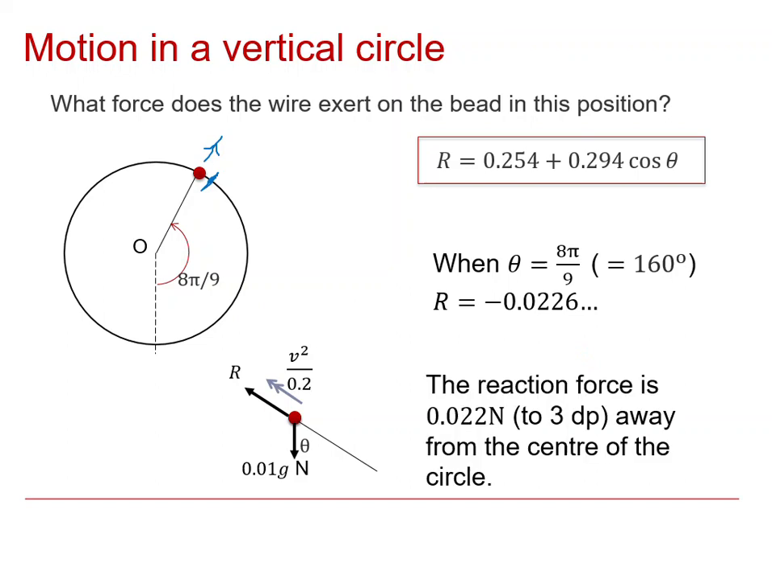So we can answer the question. The reaction force is 0.02. It's actually 3, isn't it? 0.23 to 3 decimal places, away from the centre of the circle. And that brings us to the end of this final presentation on circular motion.